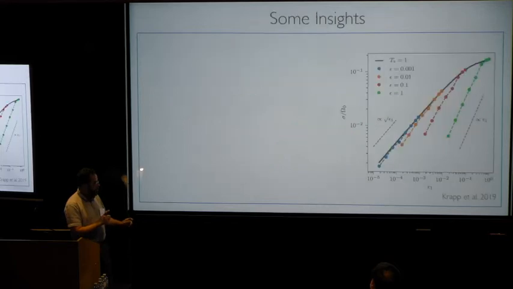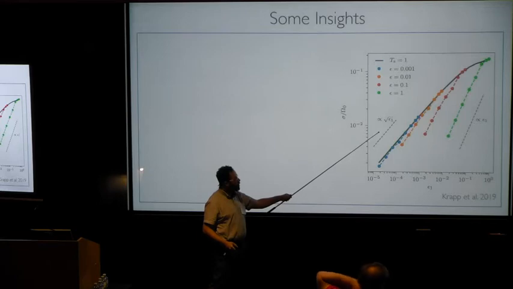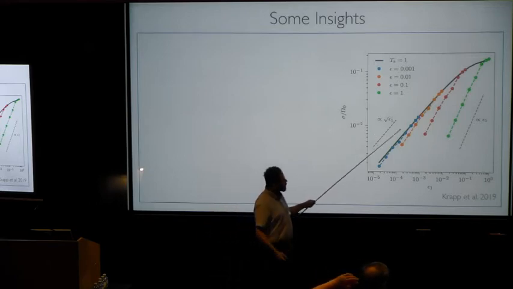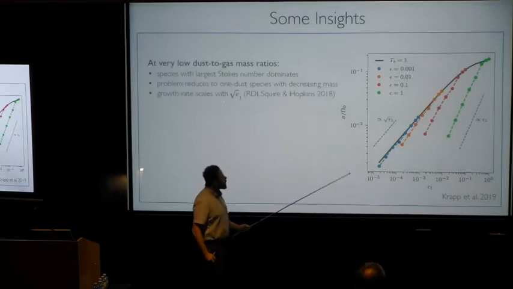I have one more slide. Is that okay? This is just a summary of what I just showed you in one plot, including scales now. The growth rate here is going down with the square root of the mass for a given species, in this case for Stokes number unity, and this is linear.